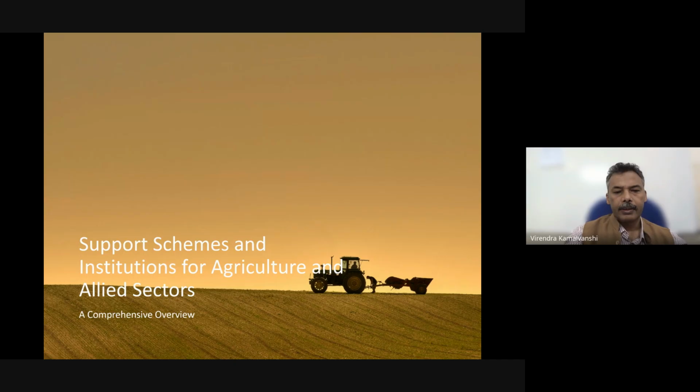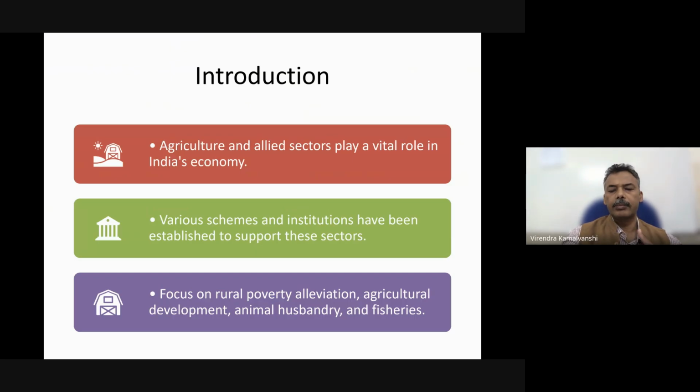Our next topic is support schemes and institutions for agriculture and the allied sector. Yesterday we also discussed some part related to research. As I told you, agriculture and the allied sector, where we include livestock, fisheries, forestry and others, play a very important role. Earlier most of the people were engaged in agriculture. Now slowly people are moving towards other sectors also.